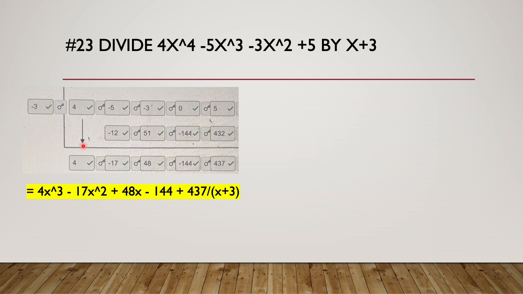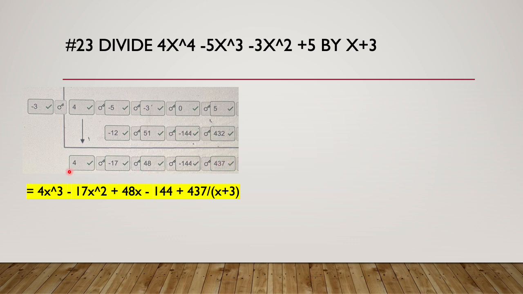we drop the first number down and then multiply it with the -3, which gives us -12, which we bring over here. Then we add -12 and -5, which gives us -17. We multiply that by the -3, which gives us 51. We add that with the -3, which gives us 48, and we repeat this process until all of our boxes are full.